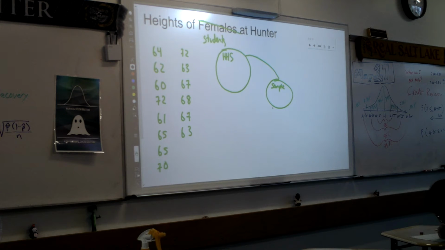Now, what we want to do is come up with a confidence interval that will help us figure out the average height of students at Hunter. So we're going to take a sample and find its mean and standard deviation. Now, have I shown you how you can put this data in and quickly get the mean and standard deviation?